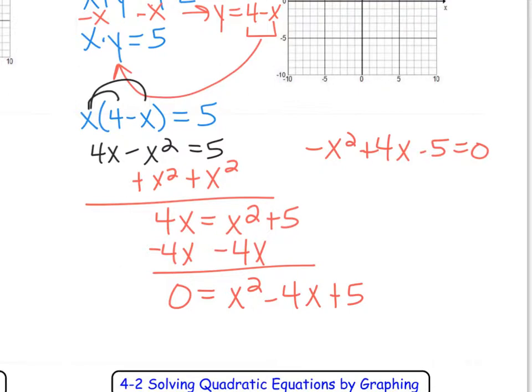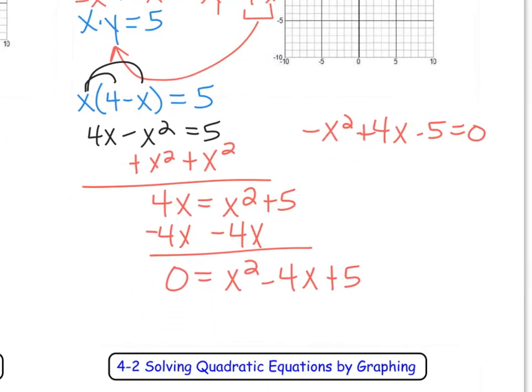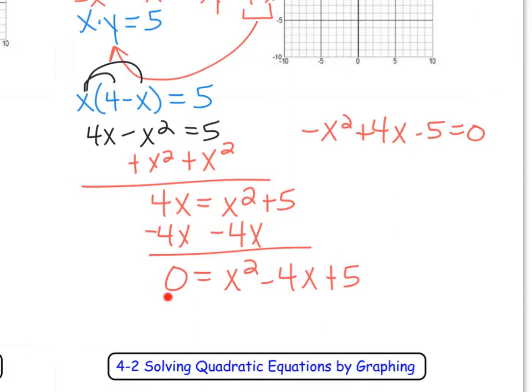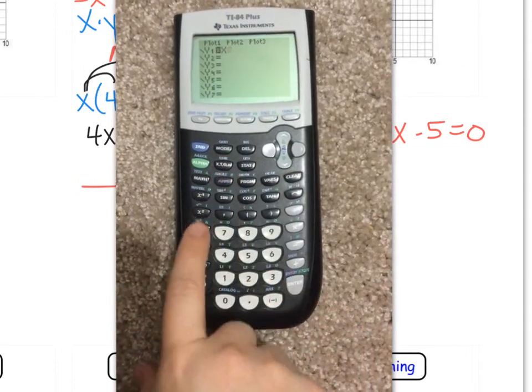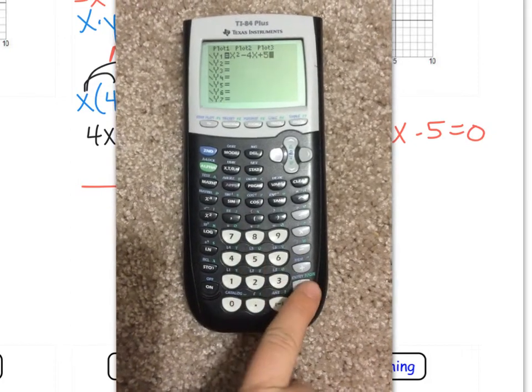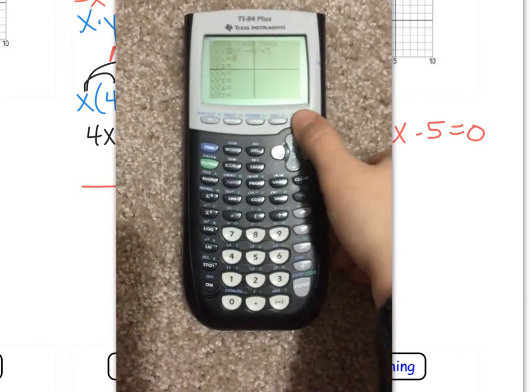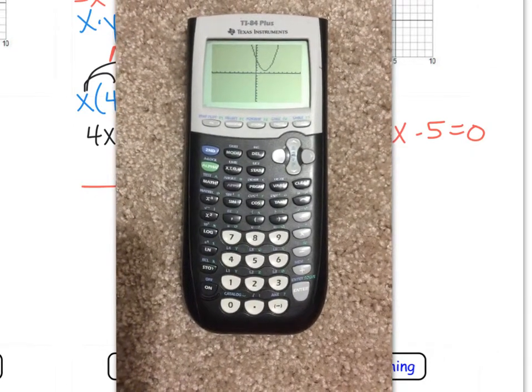So our answer to this problem, two numbers that add to give you 4, so a sum of 4, and multiply to give you 5, the answer to that problem is the answers to this equation. So the two x-intercepts we get from this are the answers to the problem. On the calculator, y equals, get rid of that, and our equation was x squared minus 4x plus 5. And we're going to graph it. And we're looking for x-intercepts.